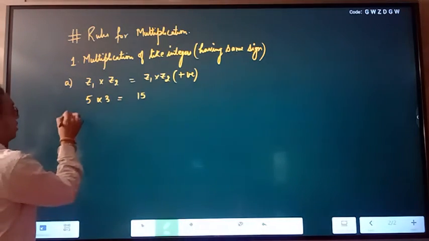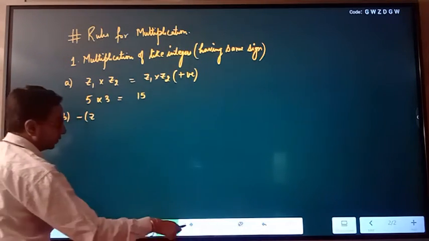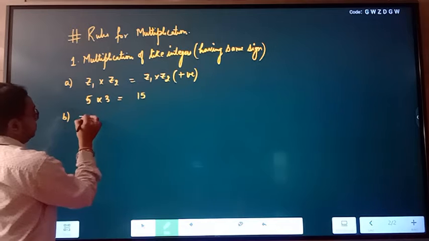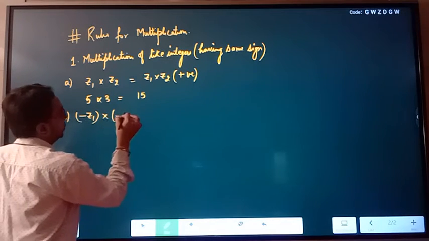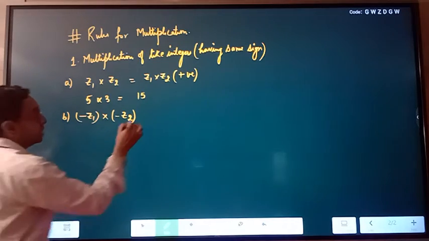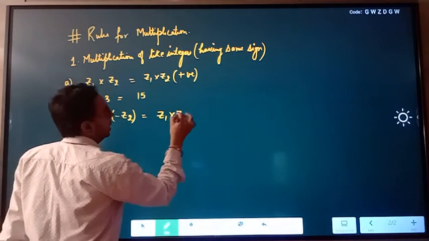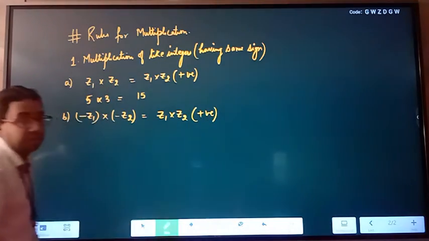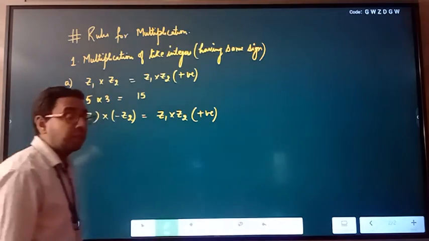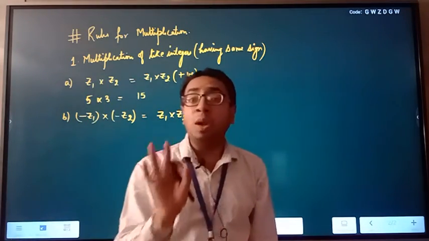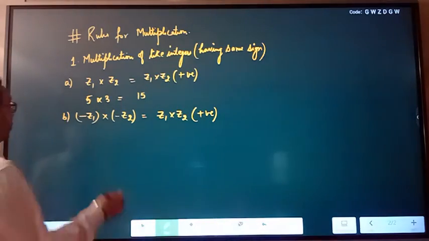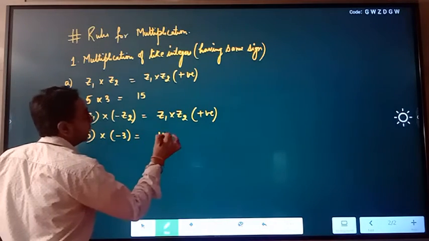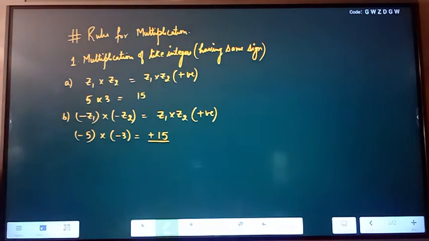B part. When both integers are negative, z1 into z2, it means again two negative integers, again we'll multiply them, no problem. But I hope you know that minus minus is always plus, so again you'll get a positive sign. This is the benefit of multiplication, that when you multiply like integers, the result is always positive. Clear with this? So minus 5 into minus 3: 5 into 3 is 15, minus minus is plus, therefore plus 15. Are we clear?